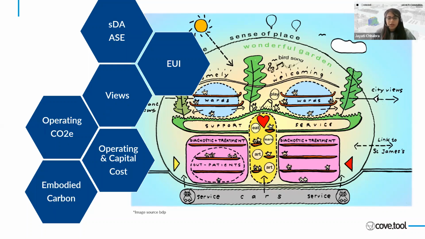So the image that you see, the colorful one, is from a BDP project. And a big focus in the conceptual or schematic stage was SDA, ASE and views here to provide a good atmosphere for the patients to heal, even more important for hospitals than in other buildings.